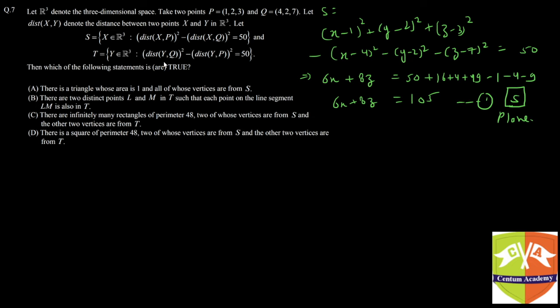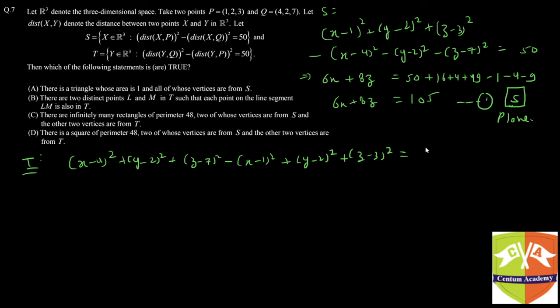Similarly, T is distance of x from Q whole square minus distance of x from P whole square equals to 50. Let me apply that for T. So what we'll have is (x minus 4) whole square minus (y minus 2) whole square plus (z minus 7) whole square minus [(x minus 1) whole square plus (y minus 2) whole square plus (z minus 3) whole square] is equal to 50. Now there is a bracket in this.